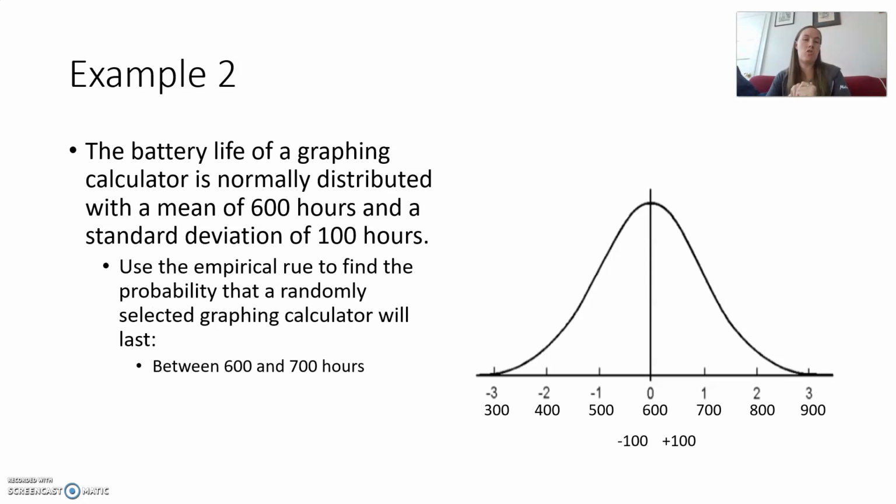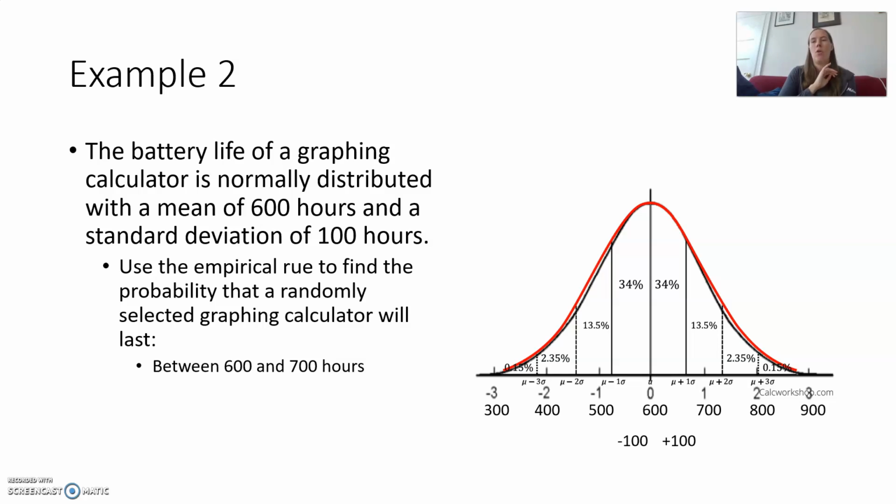Now it gets a little bit trickier. So we have the same exact thing, except now we're going to use that empirical rule. So I'm going to superimpose the empirical rule here to make your lives easier. I highly suggest you write this curve down because this curve will help you for everything for the week. So, we want to know between 600 and 700 hours, what is the percent that we're going to find something?